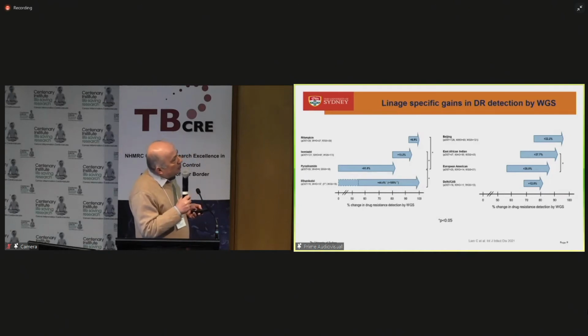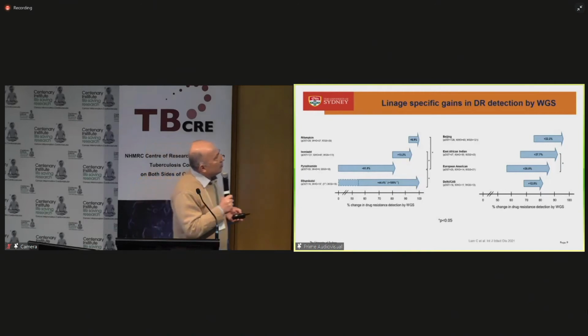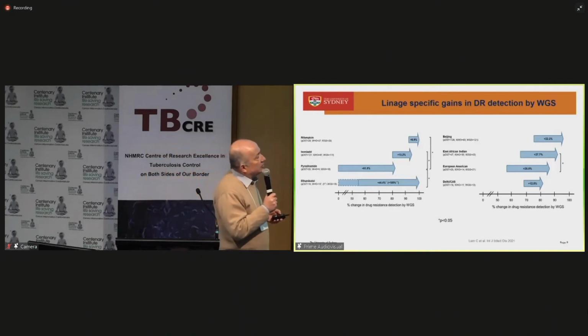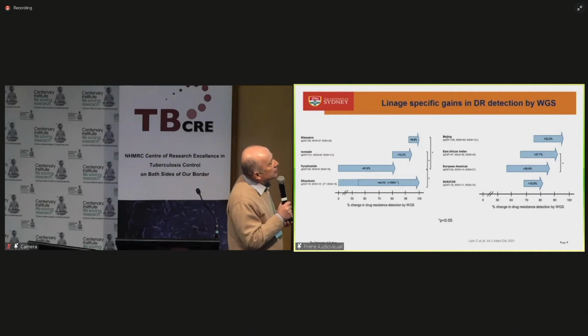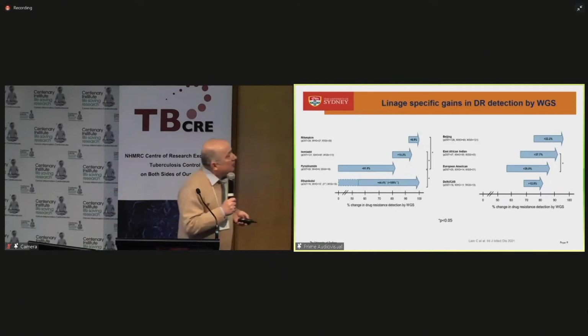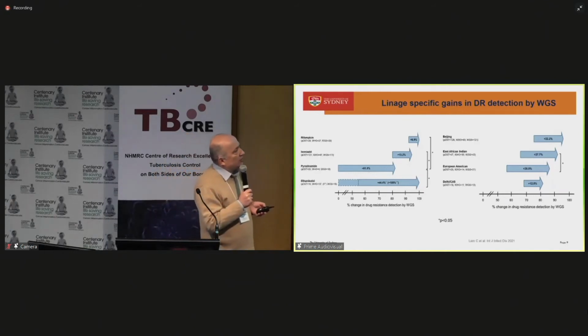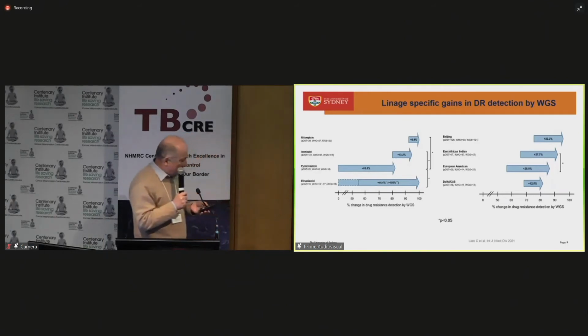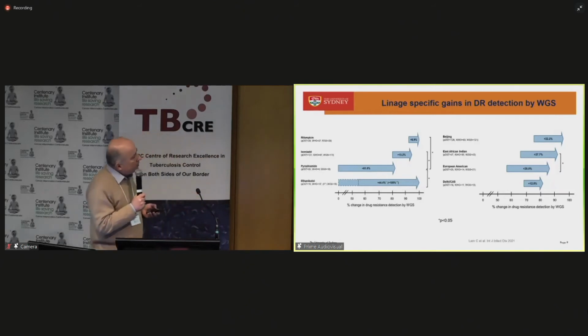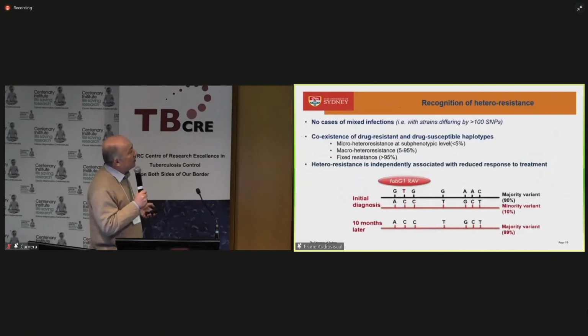I would like also to make a point that these gains differ for different lineages. Most significant gains are, as you can see, for European American and East African Indian lineages, as far as genome sequencing, and in comparison to GeneXpert and Hain assays, and these differences are statistically significant.